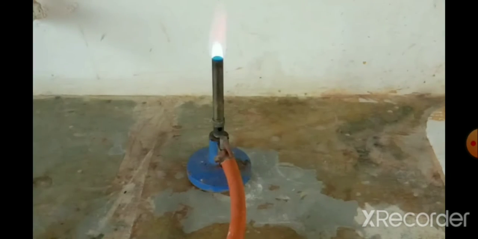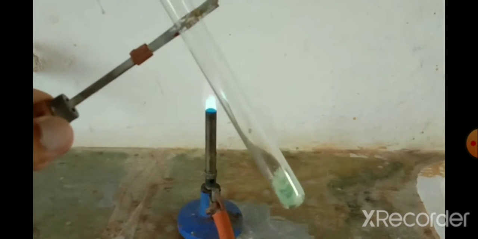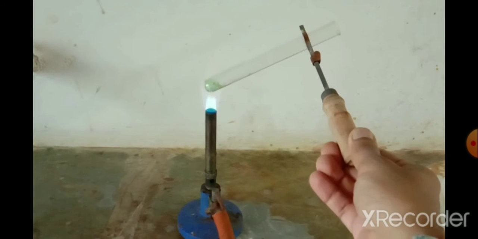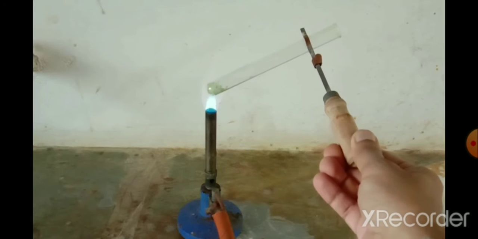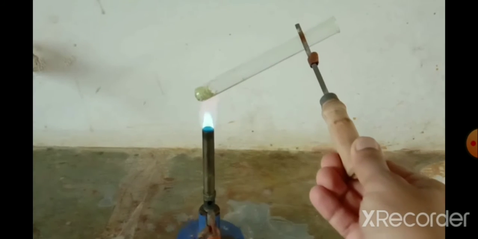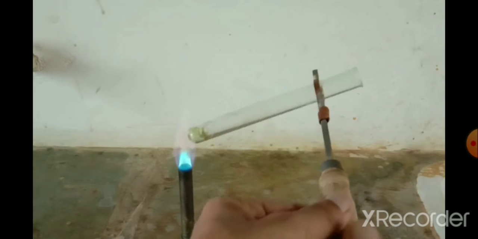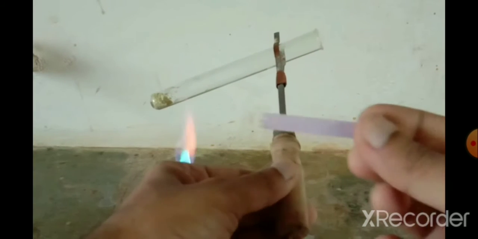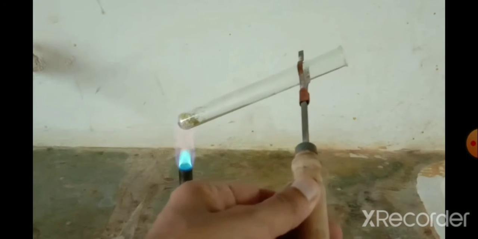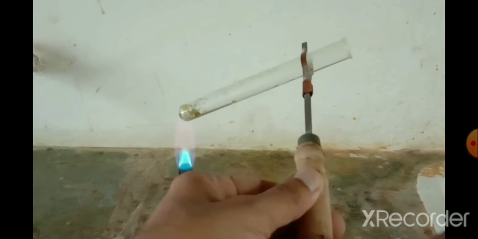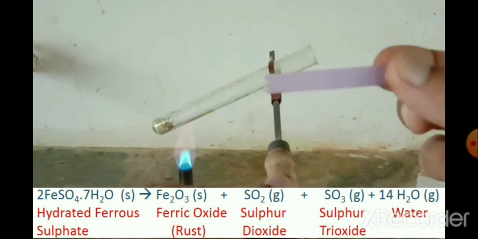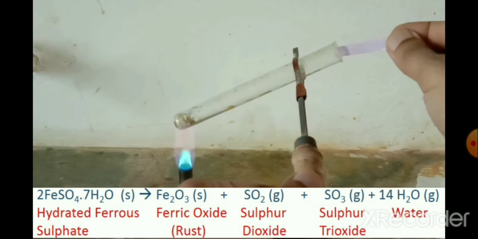So here we will see the decomposition reaction of hydrated ferrous sulfate salt, and the decomposition reaction leads to formation of sulfur dioxide, sulfur trioxide, and brown colored Fe2O3, that is commonly known as rust. Now here we are going to test the presence of SO2 and SO3 with the help of litmus paper. First of all, we have to take some required amount of FeSO4 in a test tube, and with the help of a test tube holder we have to heat it. Then you can see here the chemical reaction is there.